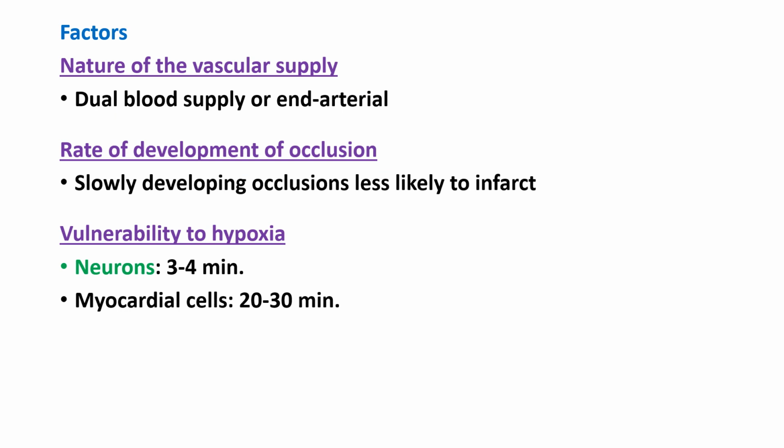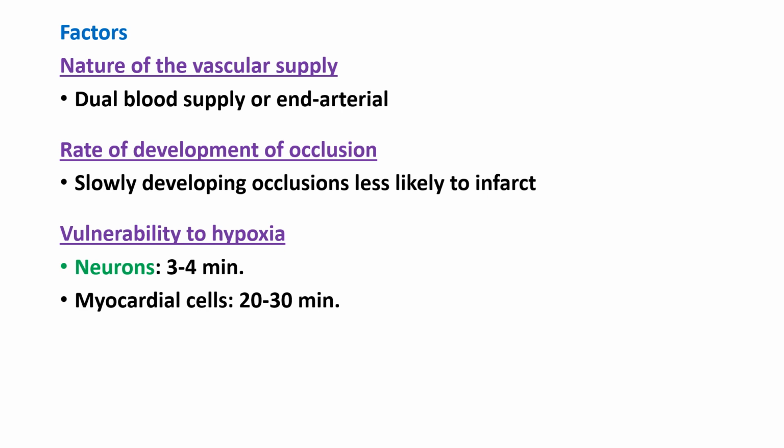And next, there are various factors which determine the development of infarct. So firstly, nature of the vascular supply. So whether the organ has endarterial blood supply or dual blood supply. And then rate of development of occlusions. So slowly developing occlusions take some time, so they are less likely to infarct. But rapidly developing occlusions usually tend to develop infarcts.